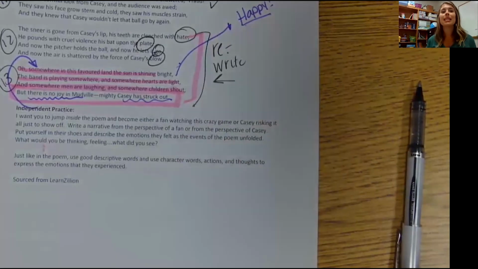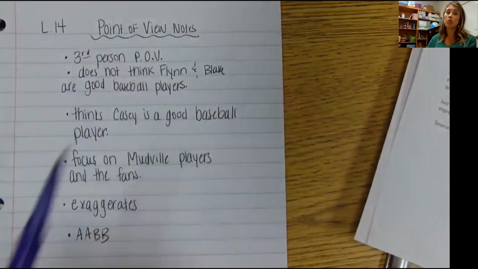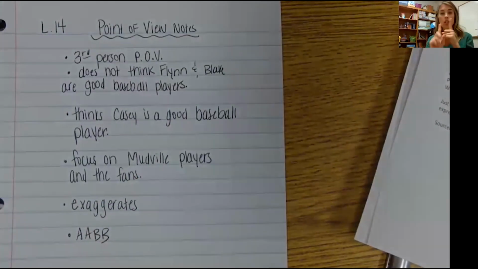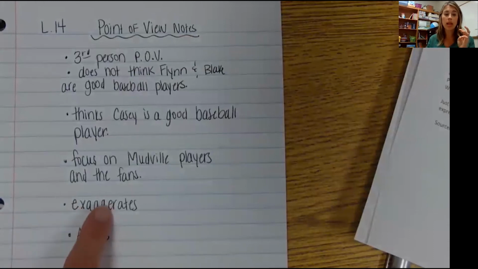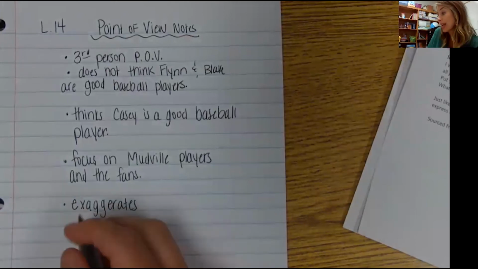The surprise ending is really going to help us as we talk about theme. So let's think about this as we go over our notes. Okay, we've got a lot of notes here. Point of view notes. Third person point of view, right? Doesn't think Flynn and Blake are good baseball players. He thinks Casey's the good baseball player. Focuses on the Mudville fans and the players. He exaggerates, uses the rhyme scheme, AABB. Let's add one more. Let's add surprise ending.